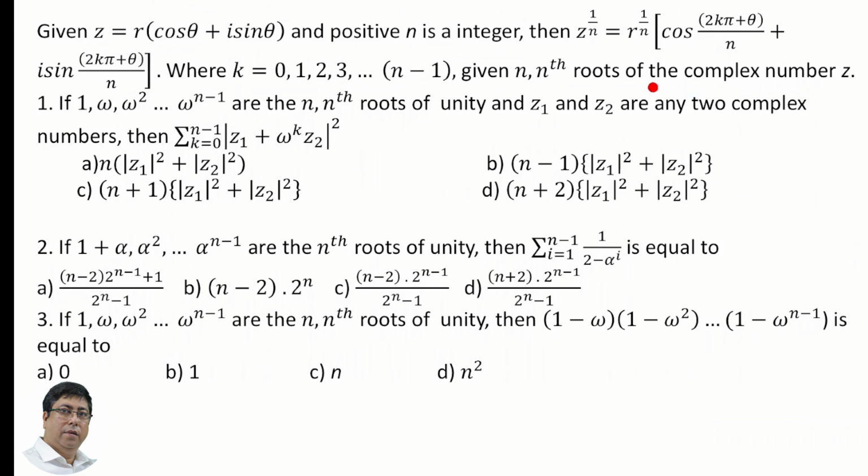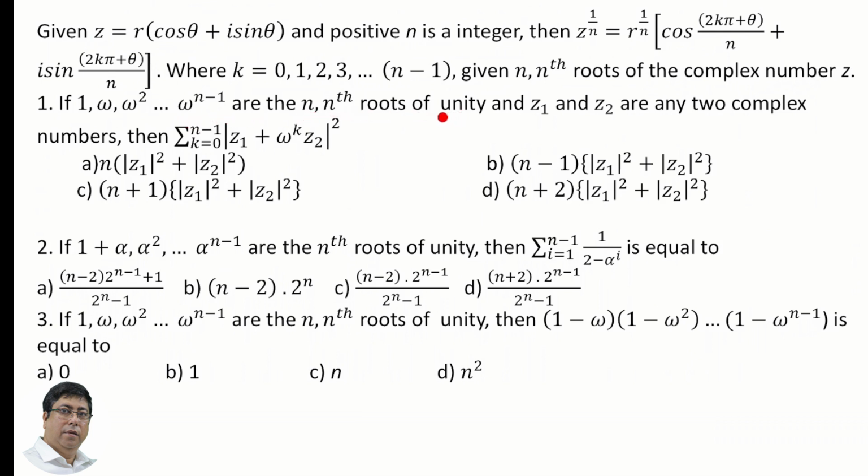So let's solve three questions. Here I have given two questions, and on another page there is another question. So question number 1, what is the question? If 1, omega, omega square, up to omega to the power n minus 1 are the nth roots of unity.